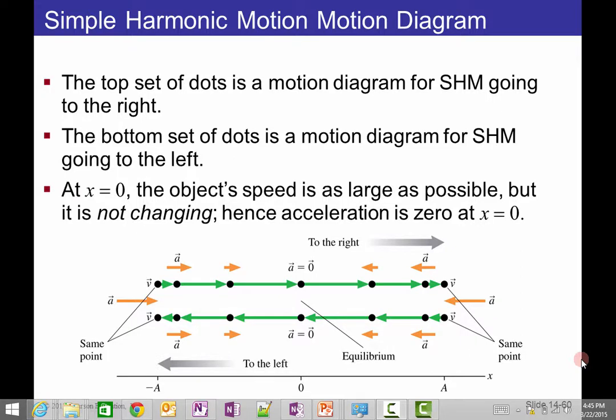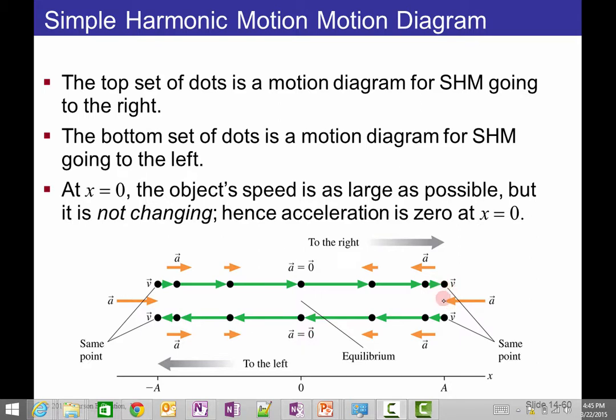Let's look at the dynamics of simple harmonic motion. Here we have the motion diagrams, for the particle of mass attached to the spring moving to the right, and here moving to the left. Things to notice: when the mass is at position x equals 0, the acceleration is 0.